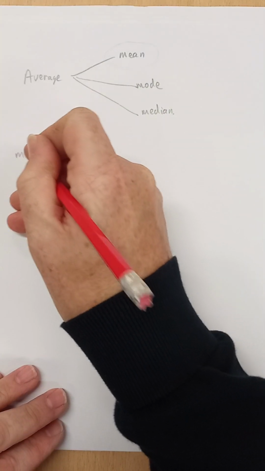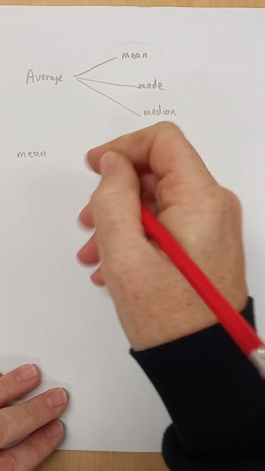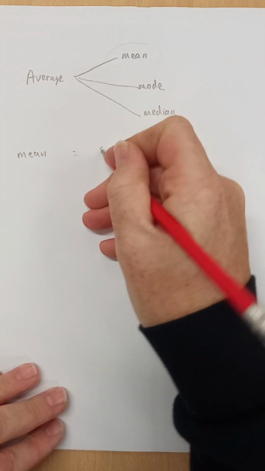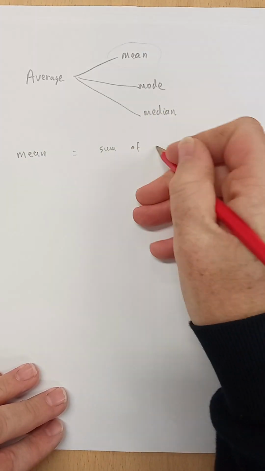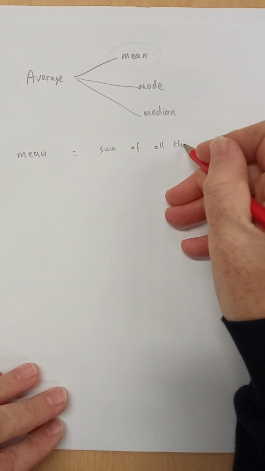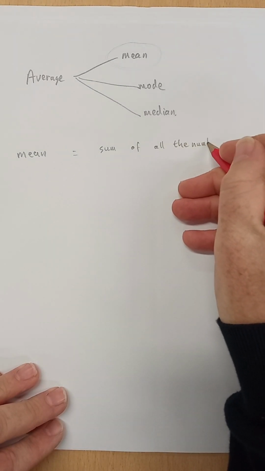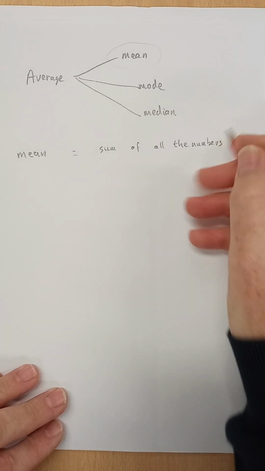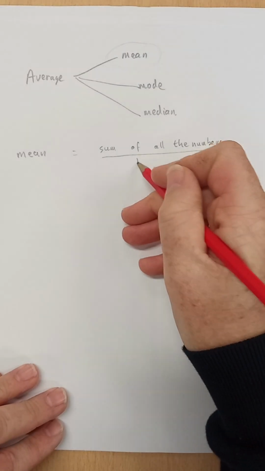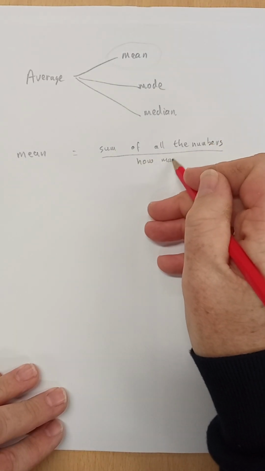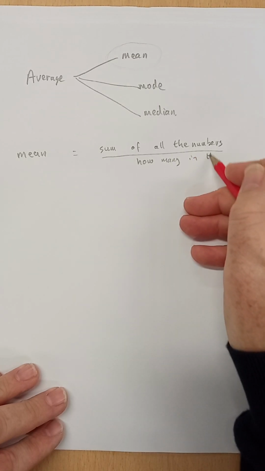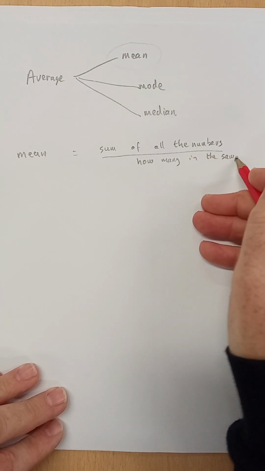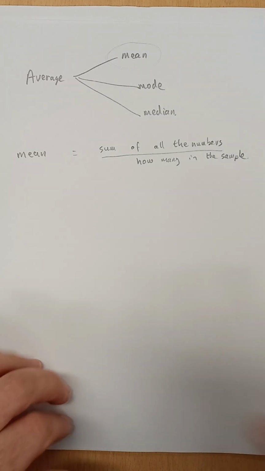So the mean is a very simple one. Okay, it's the sum of all the numbers over how many in the sample. Okay, so I'll go through that.